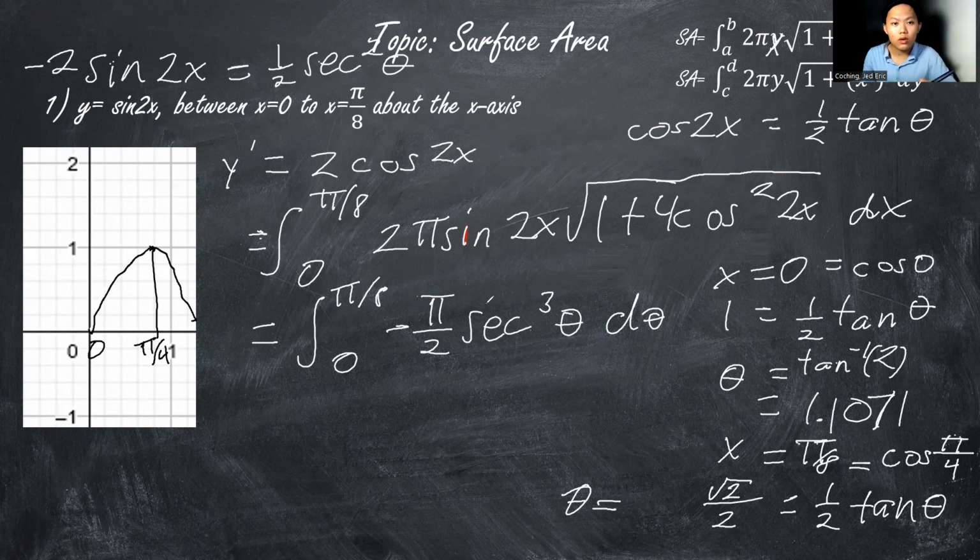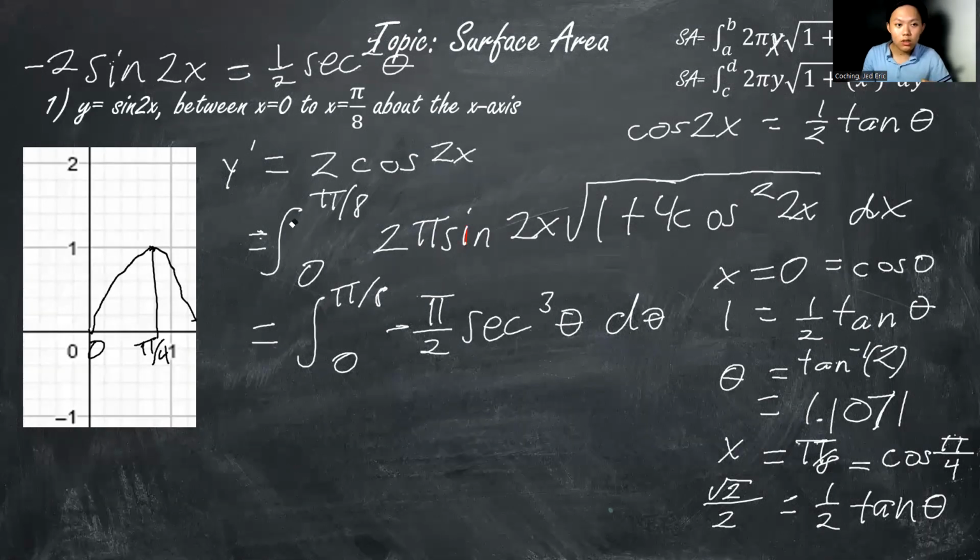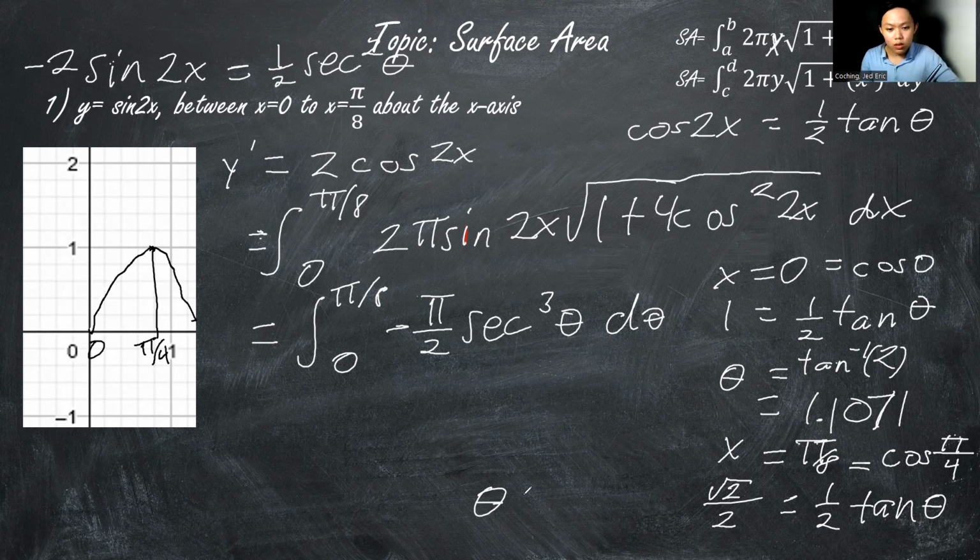Is still going to be the same like this. So arc tan of 2 square root of 2. So wait, let's erase this. So theta here is going to become 0.9553. Okay.